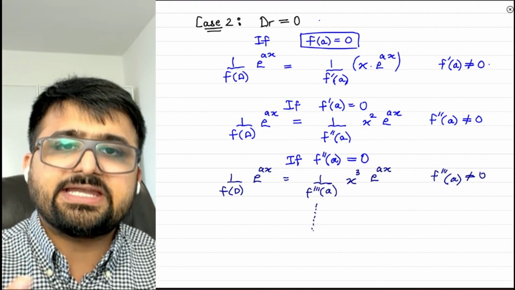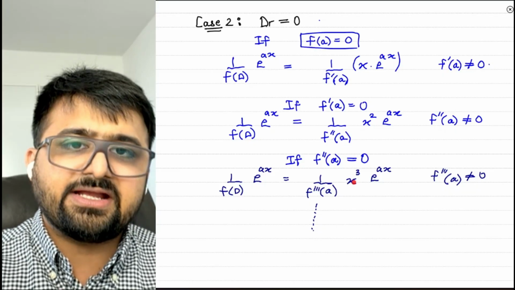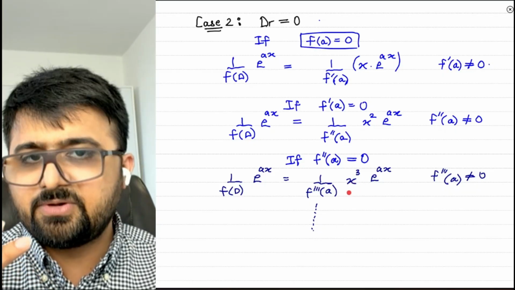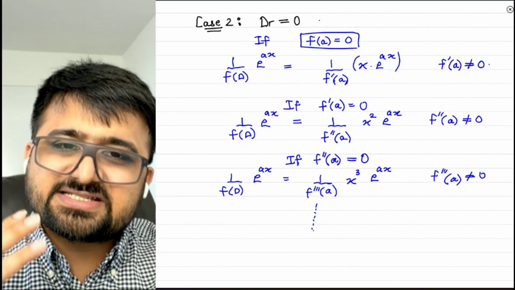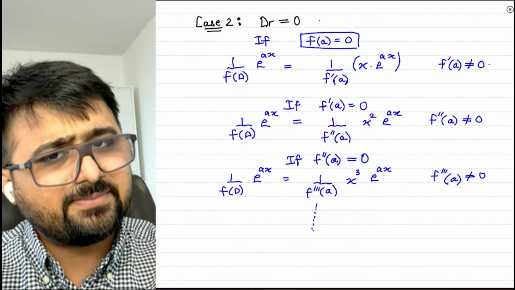If you keep on getting zeros in the denominator, keep on taking derivatives, keep on multiplying by a variable x, and that's how you will get the final result of the particular integral. Now, this concept is best understood with the help of examples. Let's solve a few important examples to understand this concept even better.